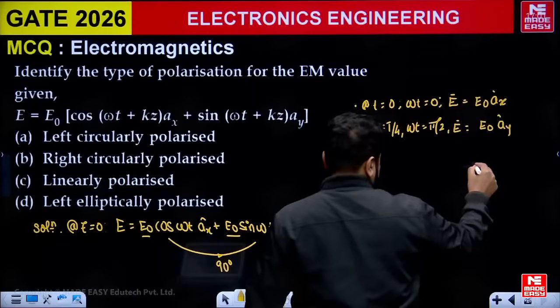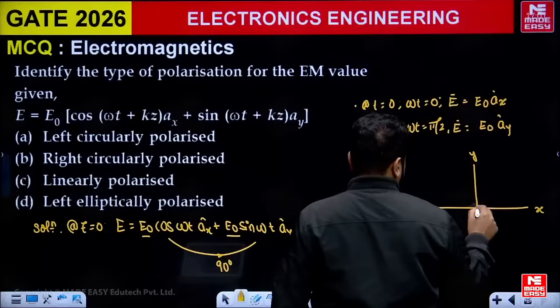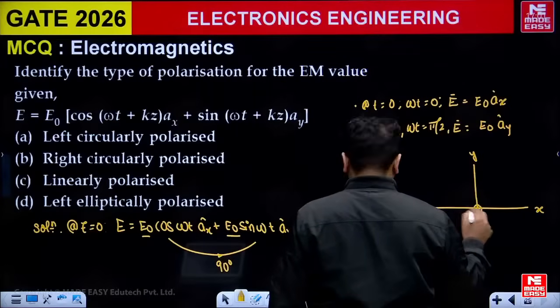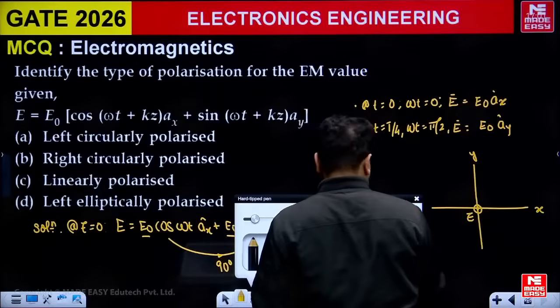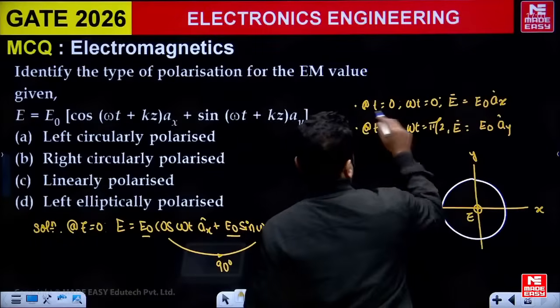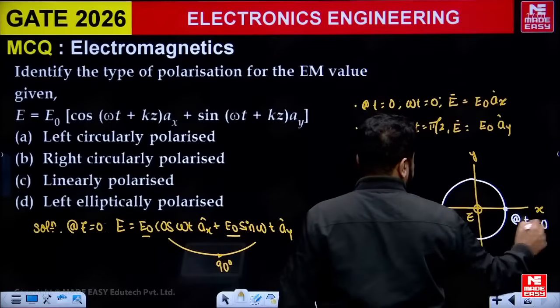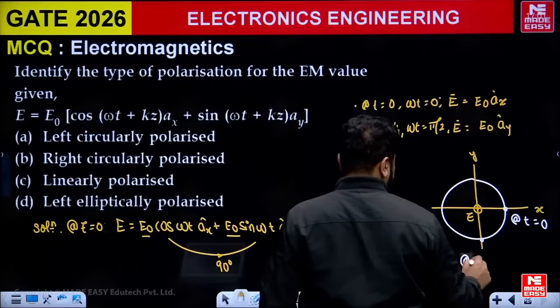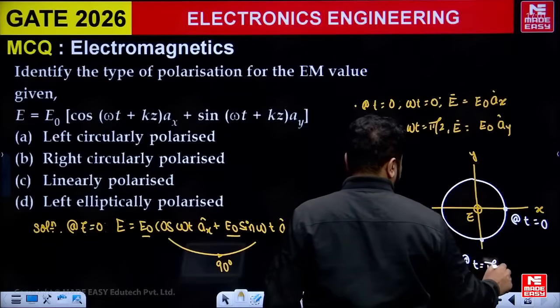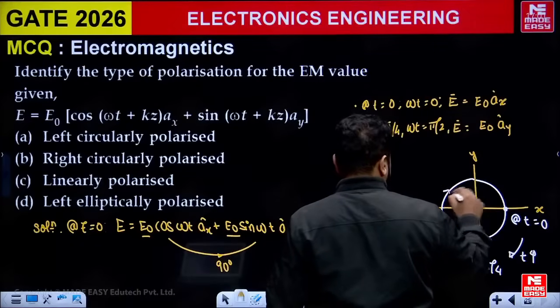So to find the polarization, let us say this is the x and this is the y. So the z axis is out of the plane. And since it is a circularly polarized wave, it traces a circle. Now at t equal to 0, it is on the x axis. So this is at t equal to 0 and this is at t equal to T by 4. That means time is increasing in this direction, correct? So that means it is rotating like this.